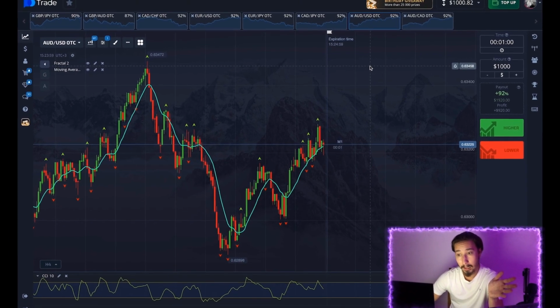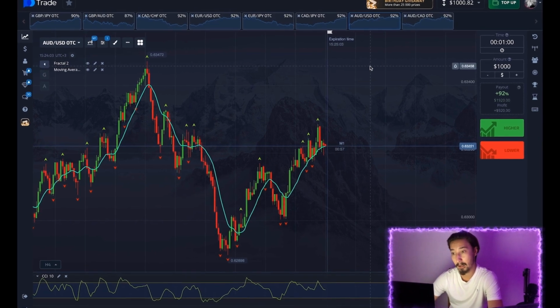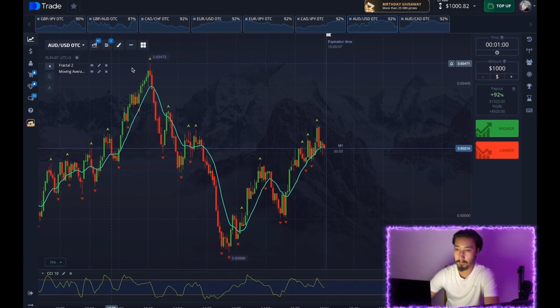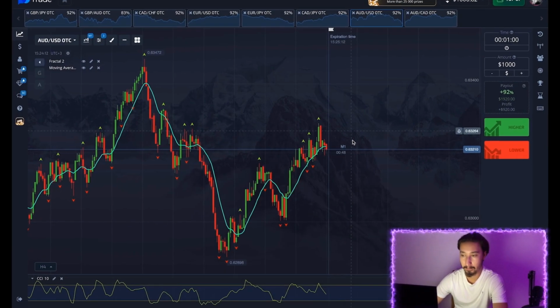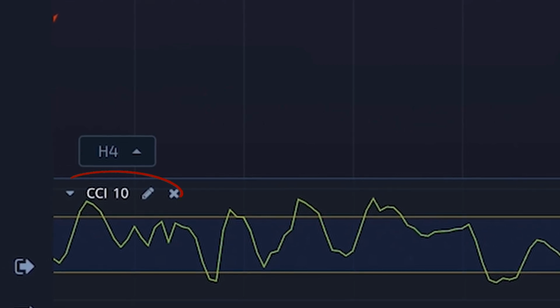In general, today we trade using intra-exchange quotes. So using the next indicators, such as a fractal with the full settings, weighted moving average with a period of 15, and CCI oscillator with a period of 10, as usual for 1 minute time frame.